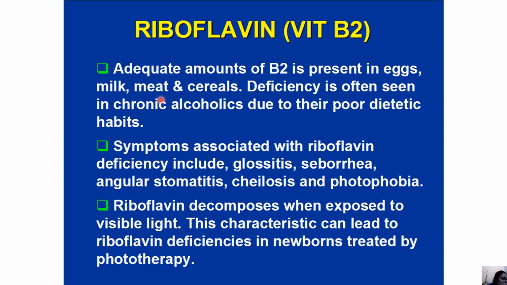Now, riboflavin, vitamin B2. Adequate amounts of B2 are present in eggs, milk, meat, and cereals, and deficiency can often be seen in chronic alcoholics due to their poor dietary habits. Symptoms associated with riboflavin deficiency include glossitis, seborrhea, and angular stomatitis. Riboflavin decomposes when exposed to visible light, so this characteristic can lead to riboflavin deficiencies in newborns treated by phototherapy.